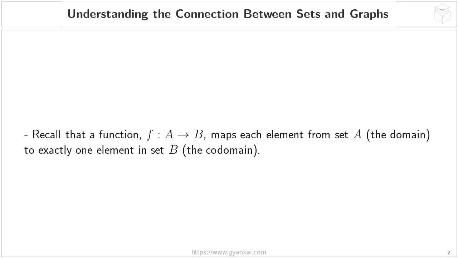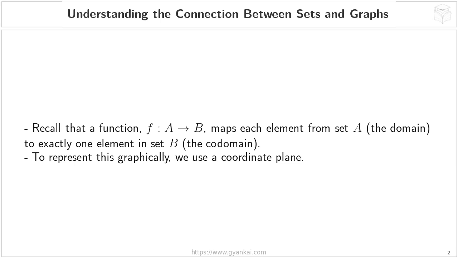Now recall that a function, and I'm writing this as f, A maps to B, simply means that for every element in set A, which we call the domain, the function assigns exactly one element in set B, which we call the codomain. Think of it like a machine. You put something from A into the machine, and it spits out something from B. It always spits out something, and it's always just one thing.